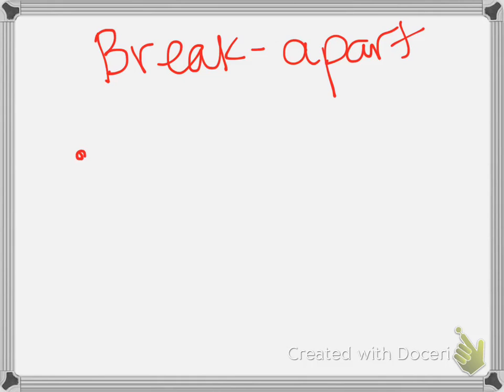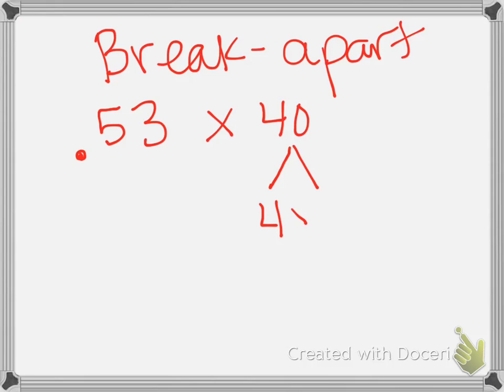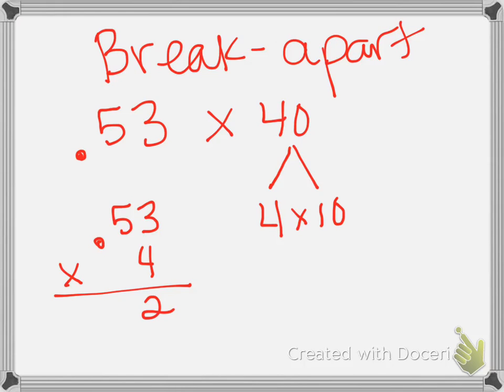For this method, we're going to start with 53 hundredths times 40. Now in this break apart method, we're going to take this 40 and we're going to say we know that's 4 times 10. So we can multiply 53 hundredths times 4. 3 times 4 is 12. 4 times 5 is 20, plus 1 is 21. And if we look up here, we moved our decimal place over 1, 2. So I'm going to come down here and I'm going to move my decimal place over 2.